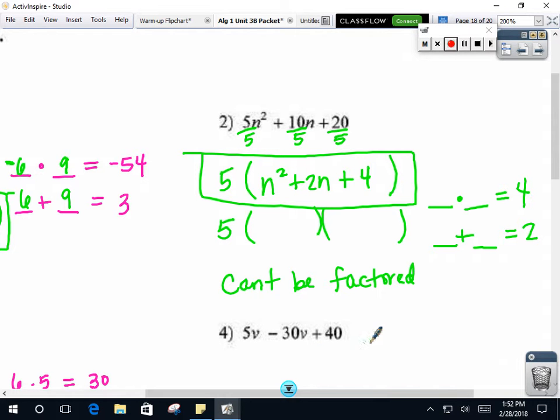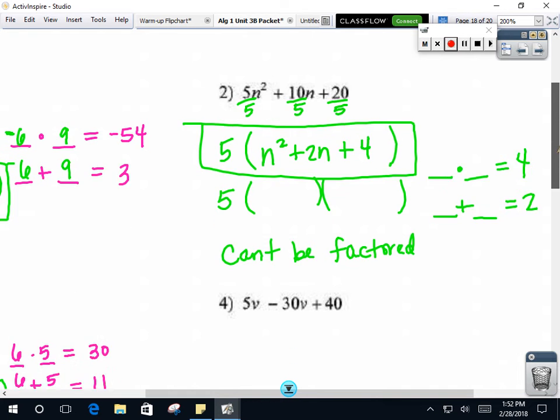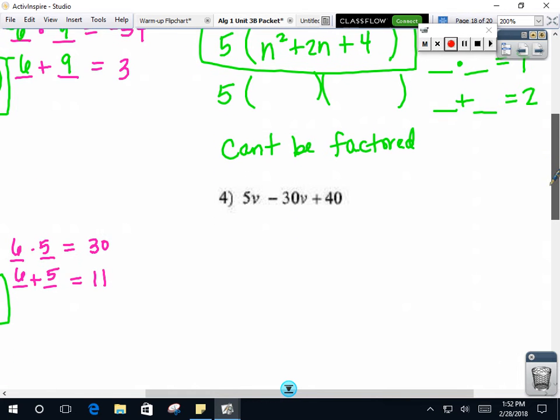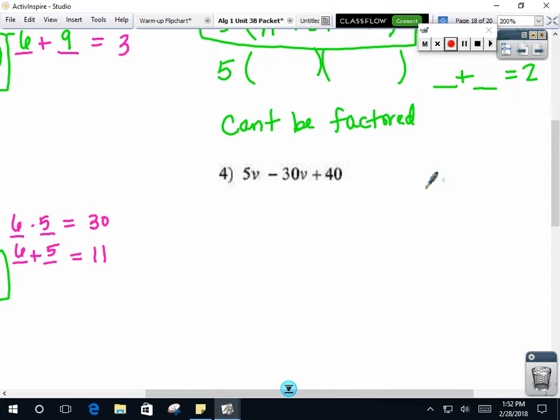All right, number 4. Number 4, there's a typo. So look up here. They forgot to put the exponent 2 right there. So now let's try it. What can be factored out? What's the GCF? 5. 5 can come out of all 3 terms evenly. When you take it out of 5v squared, you're left with v squared. When you take it out of negative 30v, you're left with v. And when you take it out of 40, you're left with positive 8.